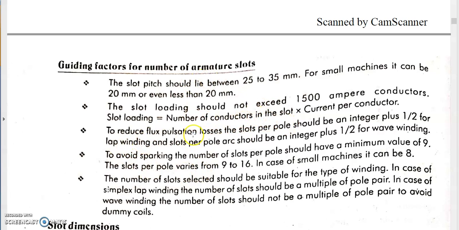And to reduce the flux pulsation losses, the slots per pole should be an integer plus 1 by 2 for a lap winding machine, and for wave winding it is the slots per pole arc, that is the difference. In lap winding we will be calculating slots per pole, and in wave winding we will be selecting the slots per pole arc. That should be an integer plus 1 by 2.